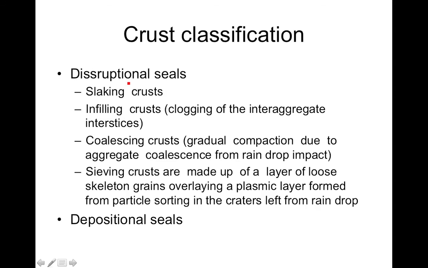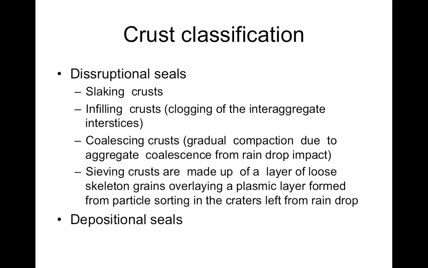Disruptional seals are formed by slaking crusts. We get the breakdown of aggregates into smaller aggregates, and as a result we get smaller pore spaces between the larger soil particles. The larger soil particles break down and form smaller soil particles, which leads to smaller pore space. We get infilling crusts. What happens is the larger aggregates break down, and the pore spaces are then infilled or clogged by smaller aggregates in the interstices.